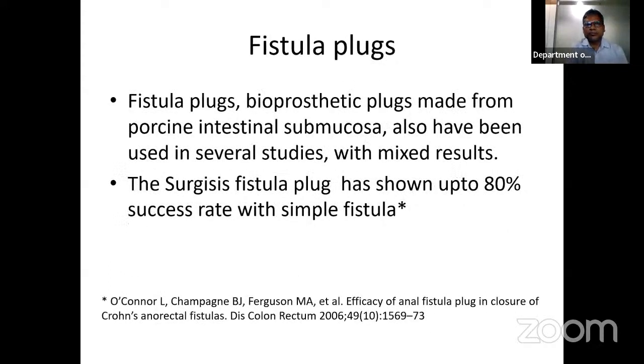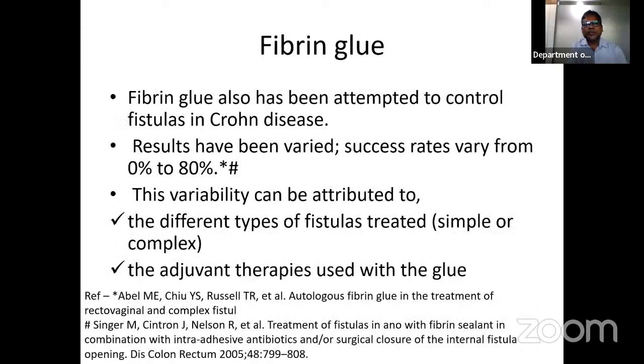Fistula plugs, or bioprosthetic plugs made from porcine intestinal submucosa, have also been used in several studies, but with mixed results. The Surgisis fistula plug has shown up to an 80% success rate with simple fistula. Fibrin glue has also been attempted to control fistula in Crohn's disease. Results have varied from 0 to 80%. The variability can be attributed to the different types of fistula treated, both simple or complex, and the adjuvant therapies used with the glue.